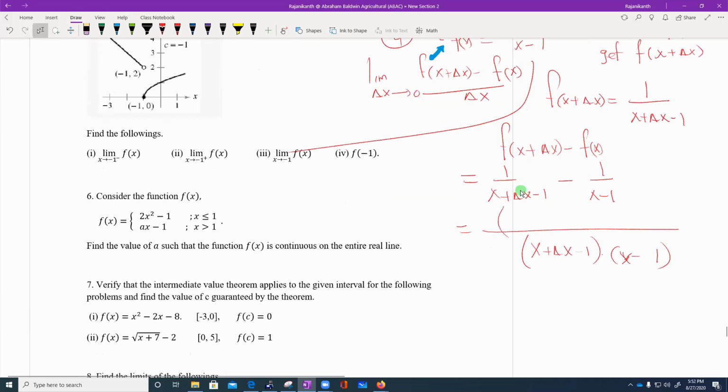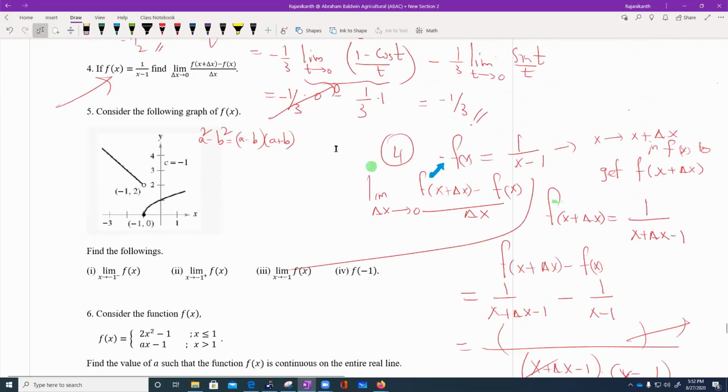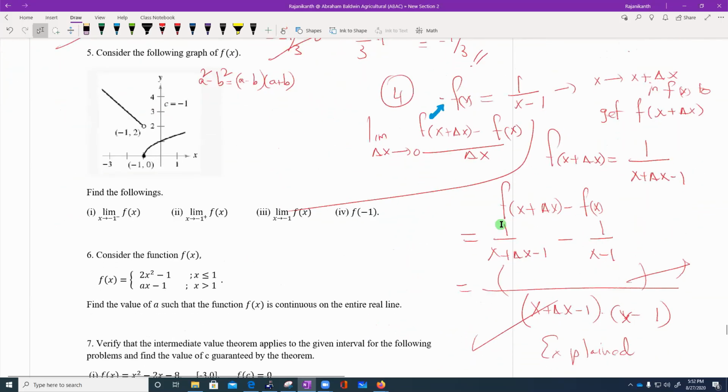Now do some algebra and plug in these values. And I already explained this clearly in my solution sheet. Okay, then you should be good. After simplifying this, after that you need to divide by delta x and put in the limits. You will get the answer. So that is there for number 4.